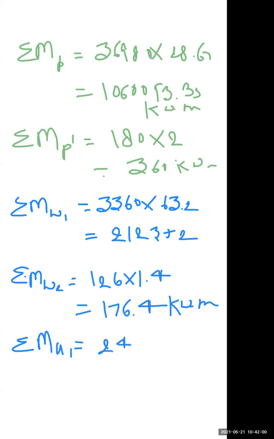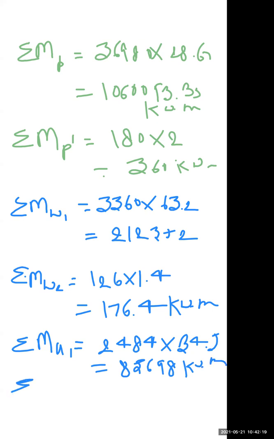That is 2484 into lever arm. Lever arm is 34.5, and what is the value? Value is 85698 kilonewton meter.